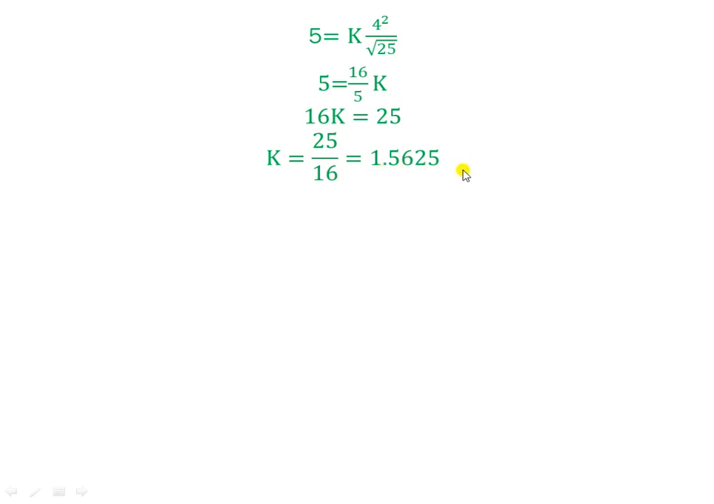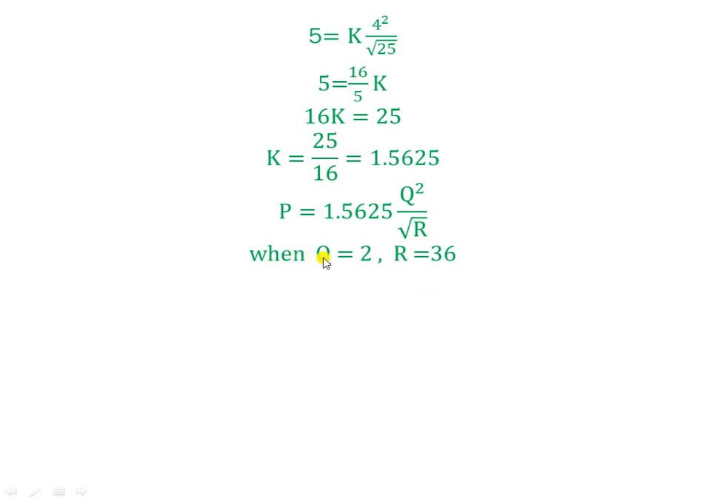Now, after getting the value of k, you simply go back and substitute in the original expression that we started with. So remember, we had p is equals to kq squared out of square root of r. But now that we have got the value of k, we substitute for it in that first equation that we started with. Then from this point, we are simply going to go for other conditions that are given.